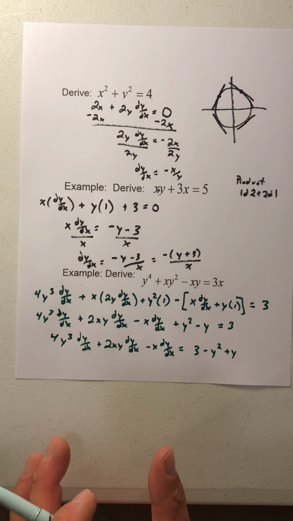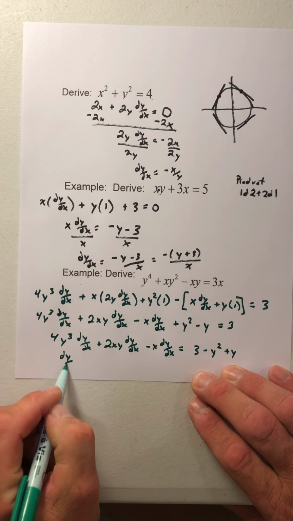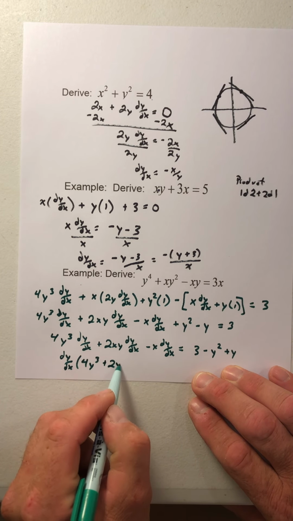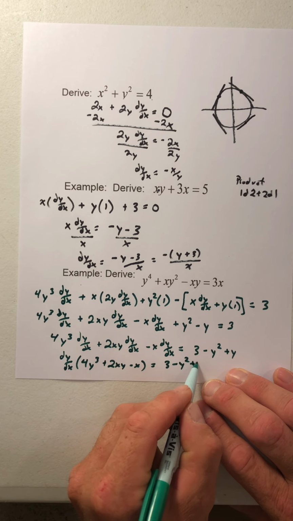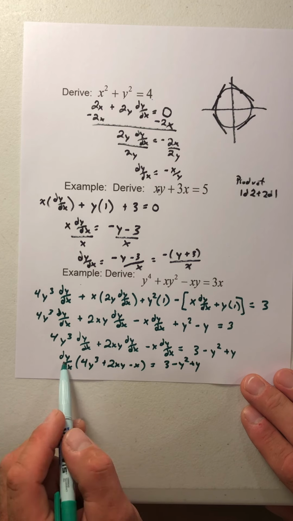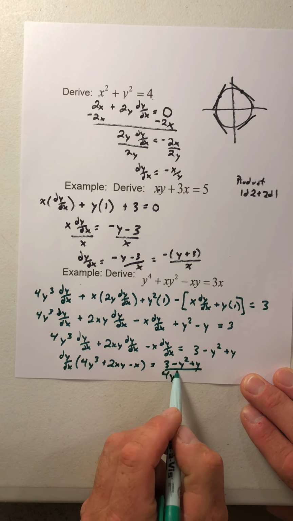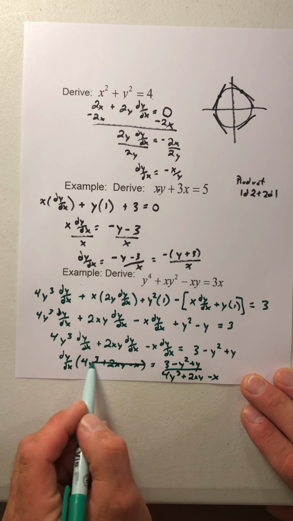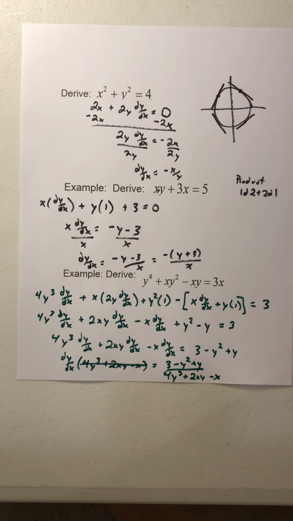Remember, I want to get dy/dx by itself. So I'm going to factor a dy/dx out. If I factor that, I get 4y to the third plus 2xy minus x, and that's going to equal 3 minus y squared plus y. Finally, I want to get dy/dx by itself, so I'm going to divide this whole quantity over. So 4y to the third plus 2xy minus x. And that's going to eliminate that over there. And that's my derivative with respect to x in terms of x's and y's.